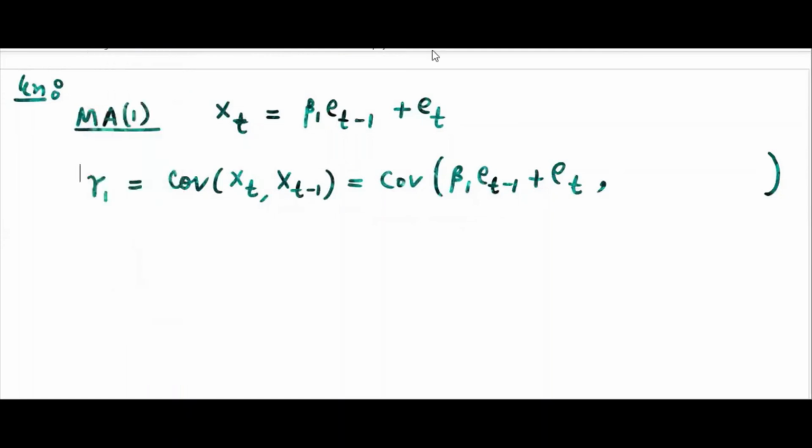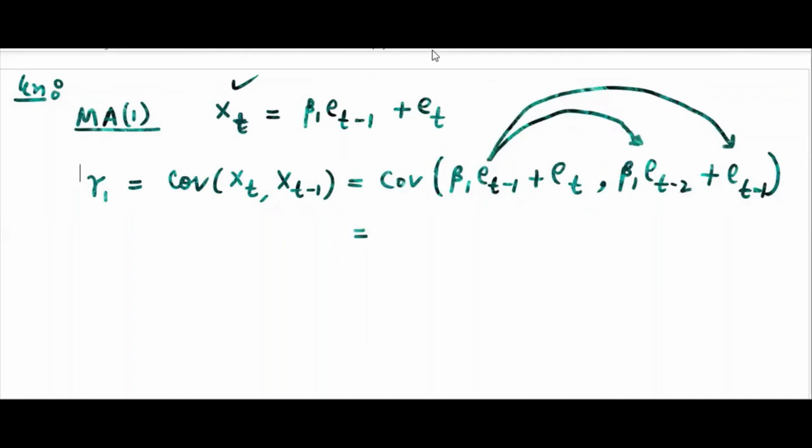We can find it using a similar way. What we need to do here is to express xt minus 1 as well in terms of the random shock at each point. So just replace t by t minus 1 in this. If you replace t by t minus 1, you will get xt minus 1 here. You put the value beta 1 et minus 2 plus et minus 1. Now in the case of MA processes, it's very easy to find covariances, because you have to see one by one, this one with this one. If there is any covariance, you will get it from here.